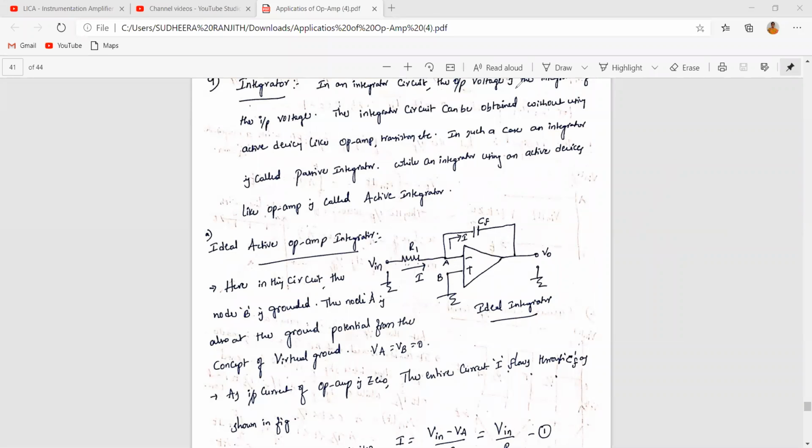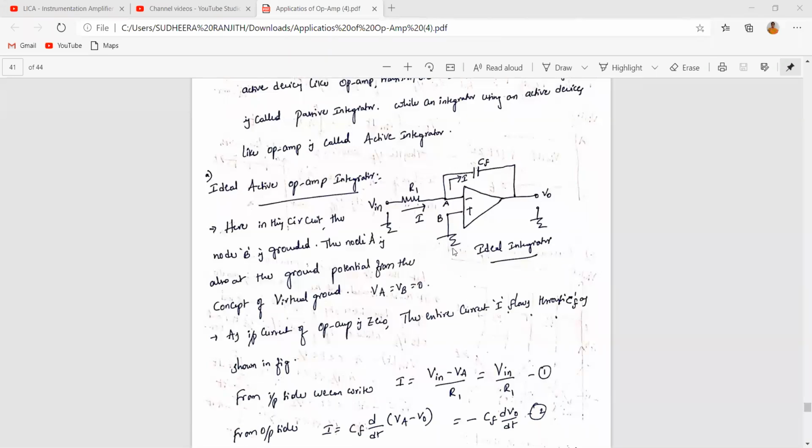Now, coming to the analysis. This one is the basic integrator circuit. We have two integrator circuits: one is the ideal integrator and the second one is the practical integrator. The limitations of the ideal integrator are overcome by the practical integrator circuit. By modifying this circuit, we will design the practical integrator. First, we'll look into the ideal integrator circuit.